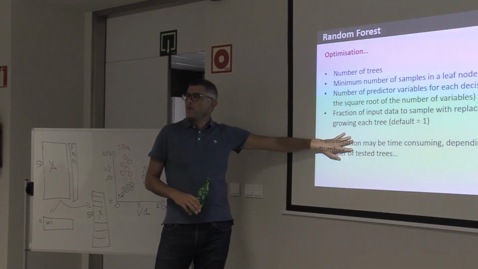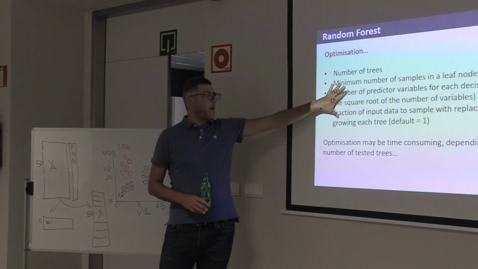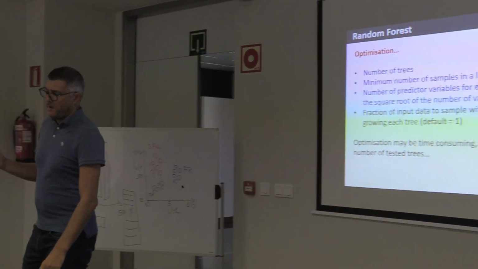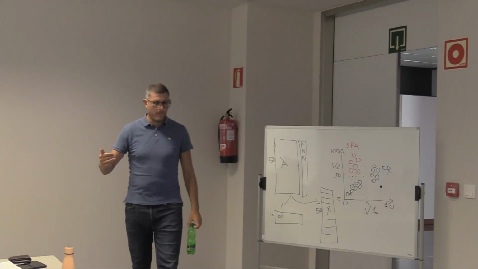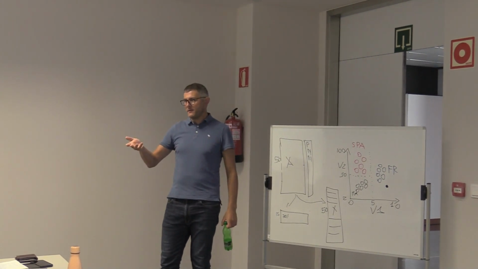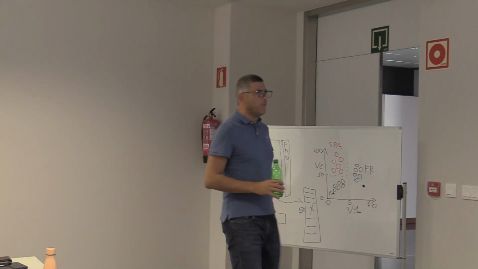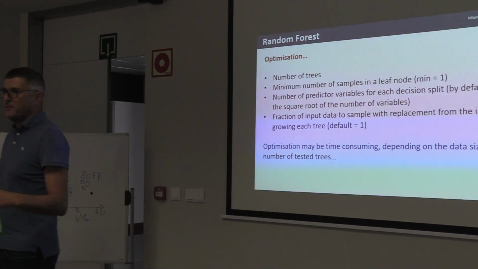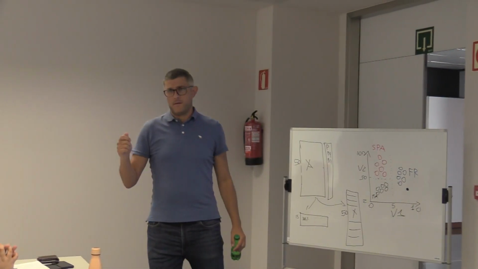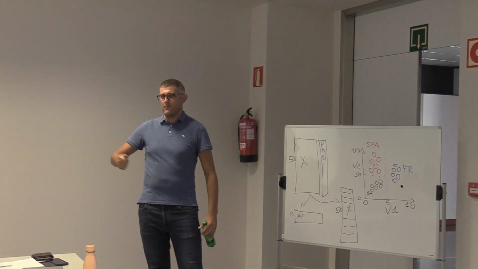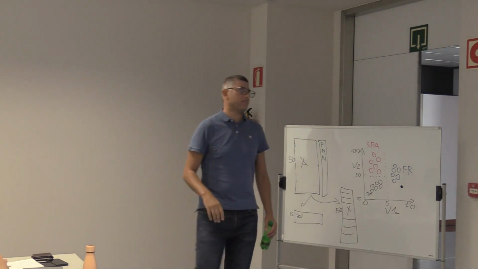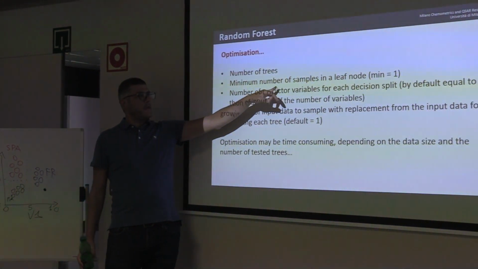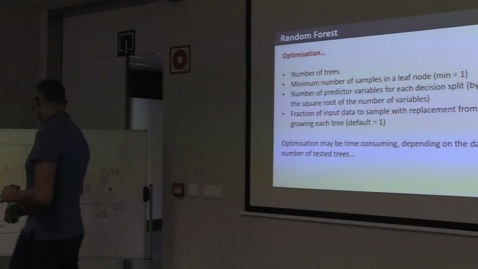Plus, if you look at MATLAB, at the MATLAB routine for calculating random forest, then there are a lot of optional parameters which have some default values, but these values can be changed. Then it's up to you. But the more trials you do, the more time it requires, okay? For example, you can define the minimum number of samples in a leaf node. What does it mean?